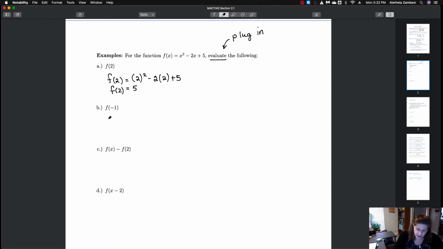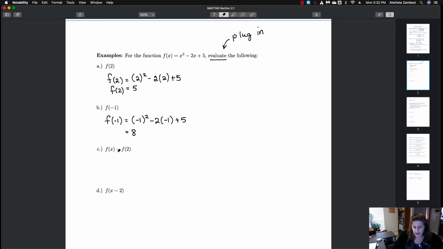Similarly, if we're going to plug in -1, f of -1 would be -1 squared minus 2 times -1 plus 5. Simplifying arithmetic, -1 squared is 1. Here you end up with plus 2, so we have 3 altogether, plus 5 gives me 8.